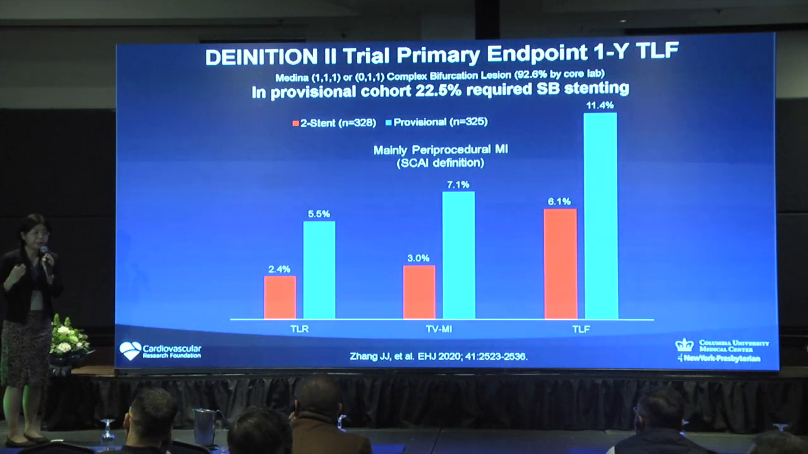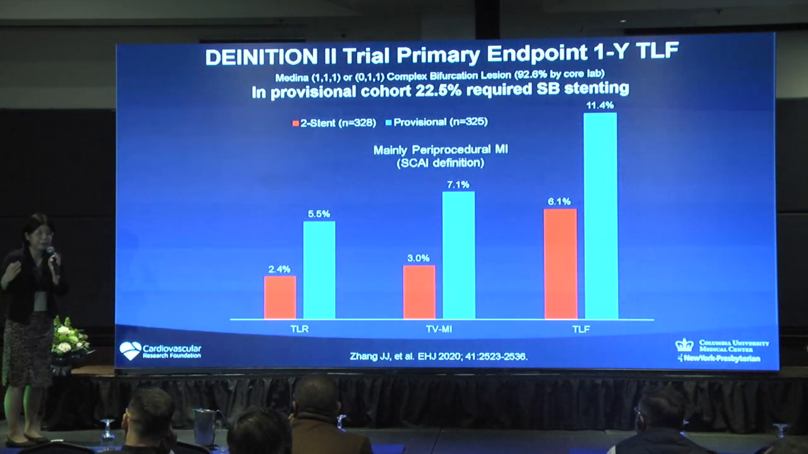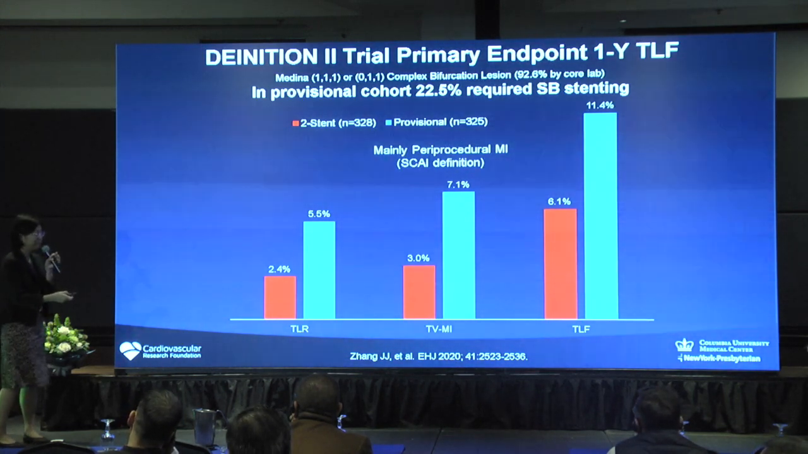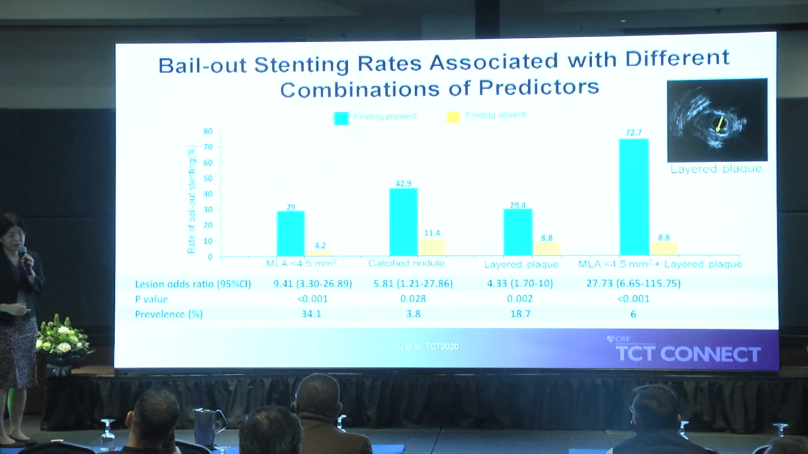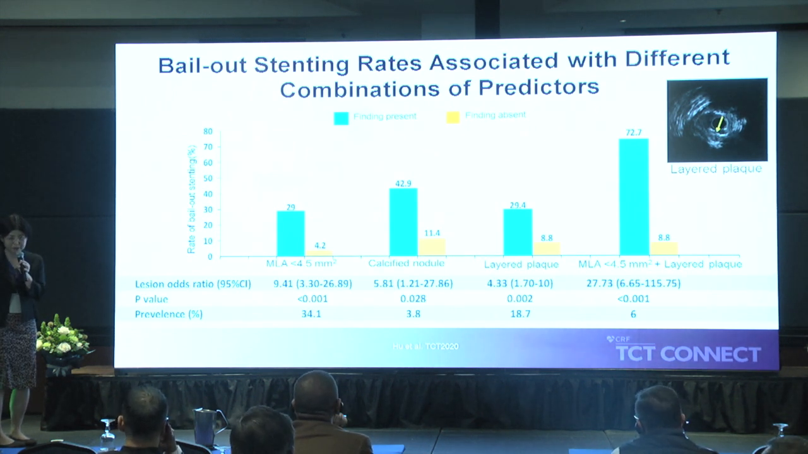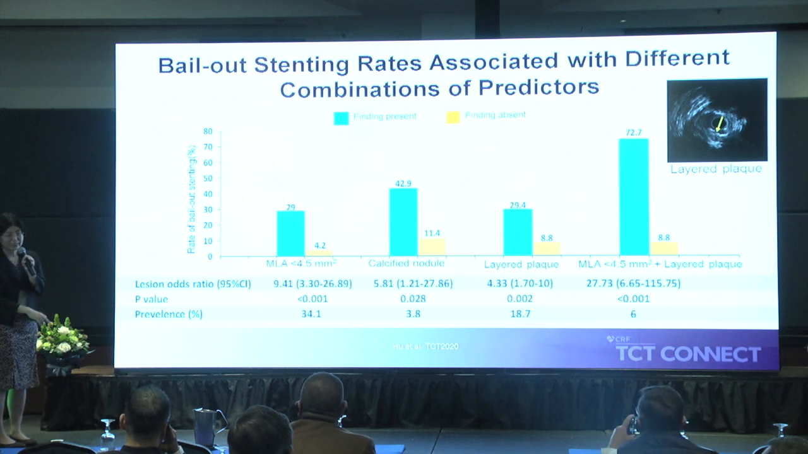So to me, what is important is what type of lesion you need to do two-stent from the beginning, right? So to answer that question, we pulled out the data from everywhere. And this is the data we didn't publish yet, but we presented at TCT. So we looked into the cases which were done with provisional stenting.